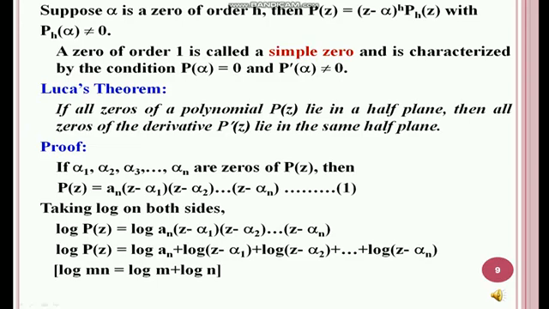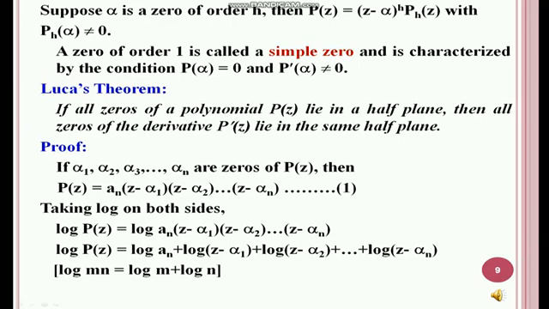Next we see the famous theorem, Lucas theorem. The theorem statement is: if all zeros of a polynomial p of z lie in a half plane, then all zeros of the derivative p dash of z lie in the same half plane.